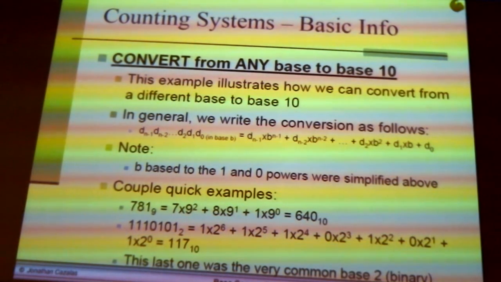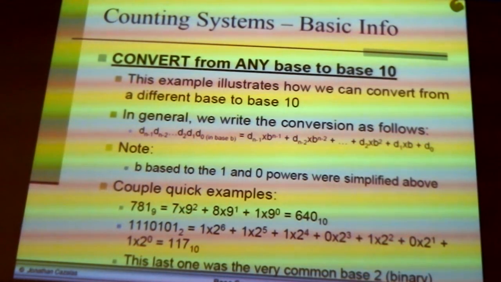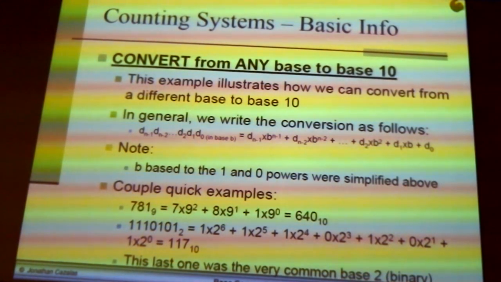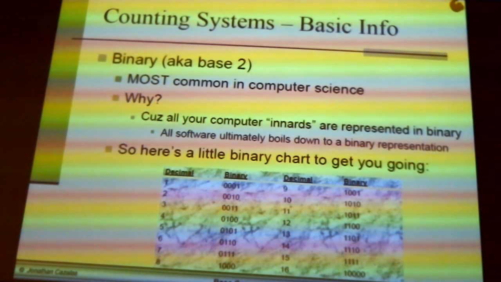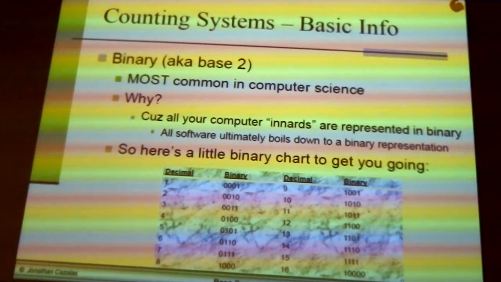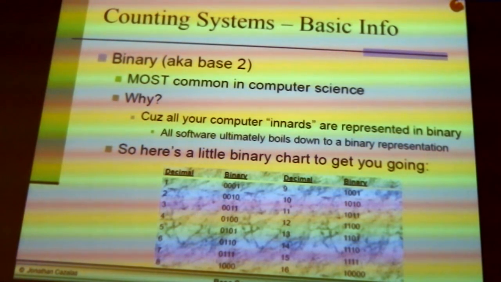So it doesn't really matter what your base is. For example, here, this is binary, and this is how the computer system functions. Base 2 means that the possible values are 0 and 1. And here I just have a quick chart that shows you the conversions up to 16.